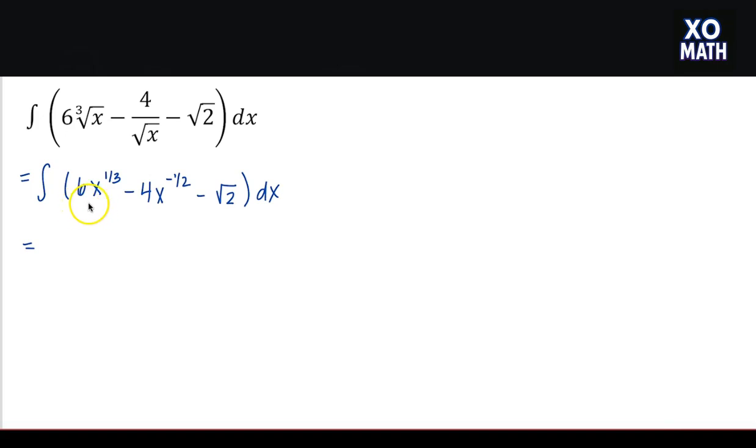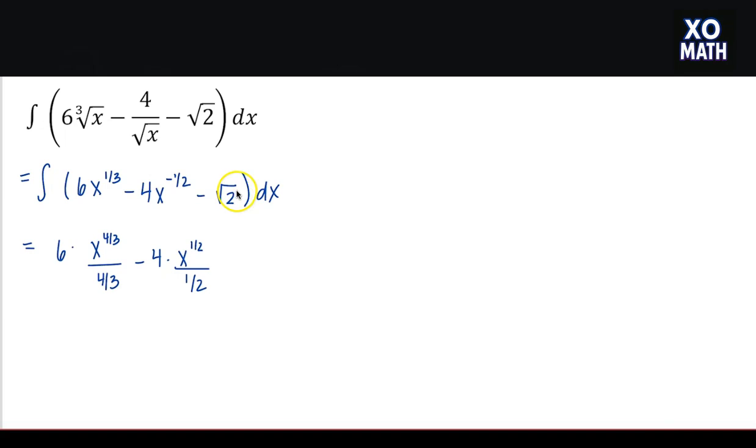So now let's apply the power rule here to the first two terms involving x. So if I have 6x to the 1/3, I'm going to leave the 6 in the front. X to the 1/3 is going to become x to the 4/3, and then divided by 4/3. So I'm adding 1 to 1/3. And then the second term is going to be negative 4 times x to the 1/2 divided by 1/2. So adding 1 to negative 1/2 gives me positive 1/2.